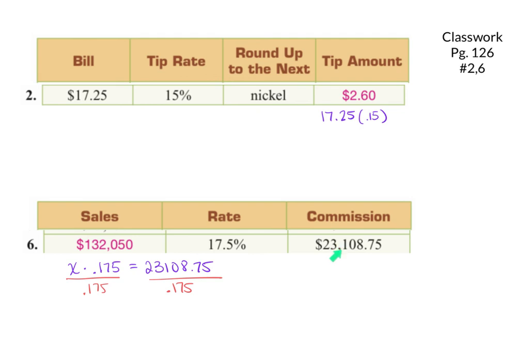Here, they gave you the commission. Now, the commission equals 17.5% of what was sold, which is what you're actually solving for. So here you needed to divide. Okay, you needed to say, well, if I take the sales and I multiply by this 0.175, I should get the commission. Multiplication is what's happening here. The inverse here is division, so divide both sides by the 0.175, and you should have gotten $132,050.